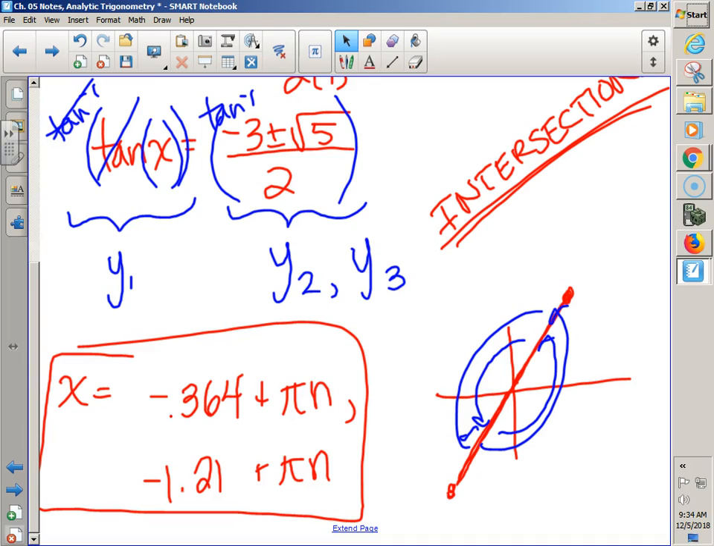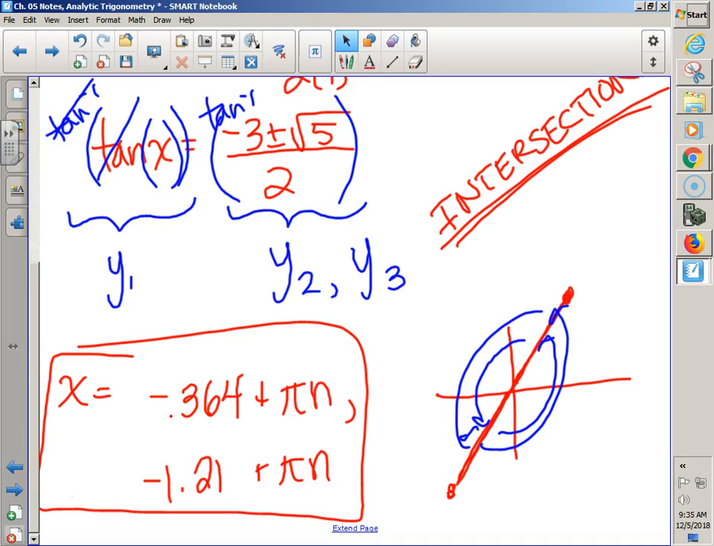Still works. At all the pi over 6's. Wait, which ones? Oh, positive, negative. All of them. Well, who are all of them? Well, here we go. I could do pi over 6 plus 2 pi n. That's part of the answer.